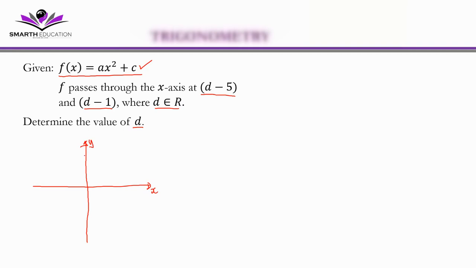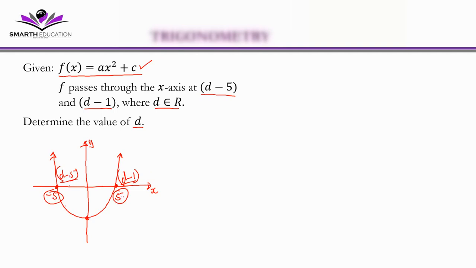When we sketch this parabola, it will be something like this. This will be the x-intercept. Let's say this is d minus 5, for example, and then this is d minus 1. This is symmetrical, meaning that if we add these 2 points, we'll get 0. Let me give you an example. Let's say this is 5. This one is going to be negative 5, isn't it? And if you say 5 plus negative 5, you get 0.